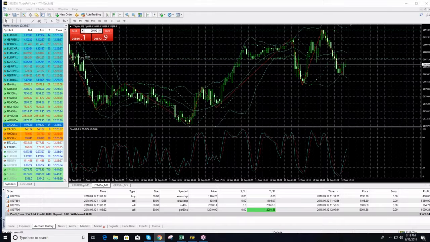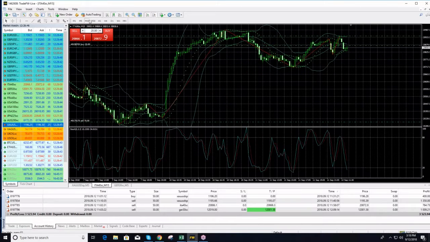Guys, I just went long on Italy 40. I get signals. I got the confirmation that we will start going slowly up. Yeah, we are long 20 lots on Italy 40. Let's see how the trade will develop.